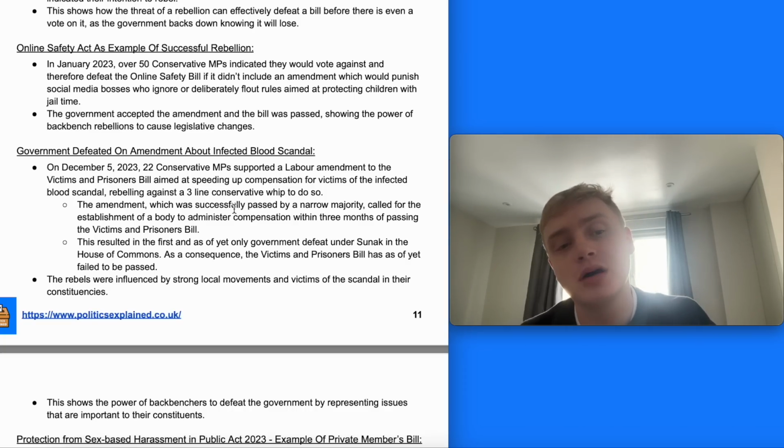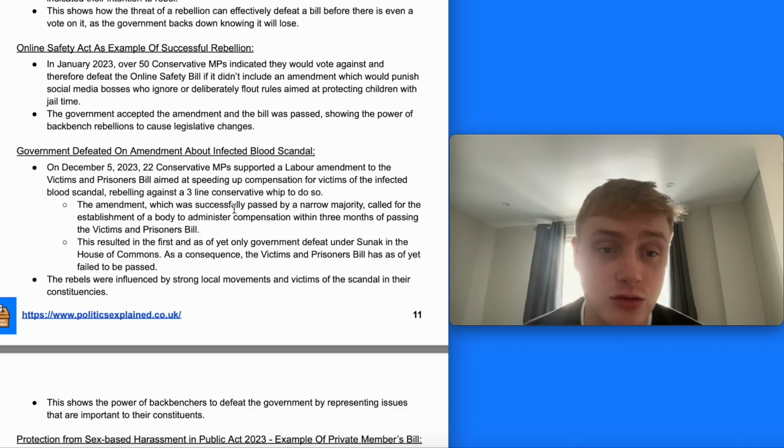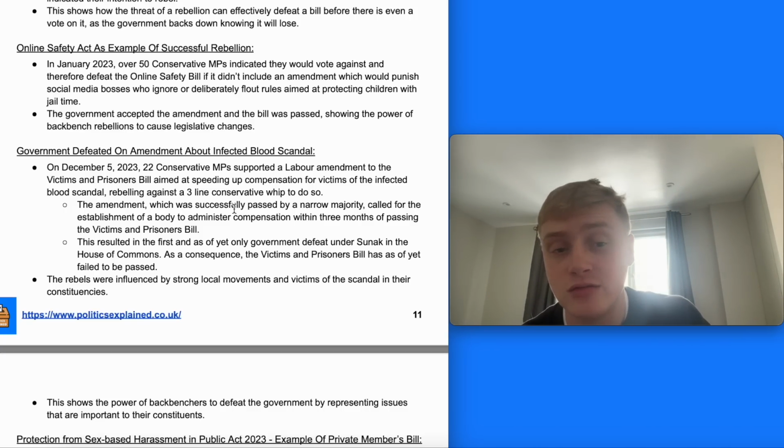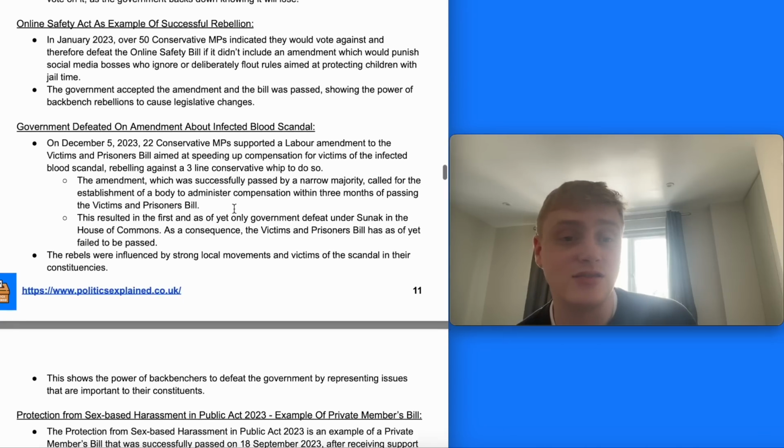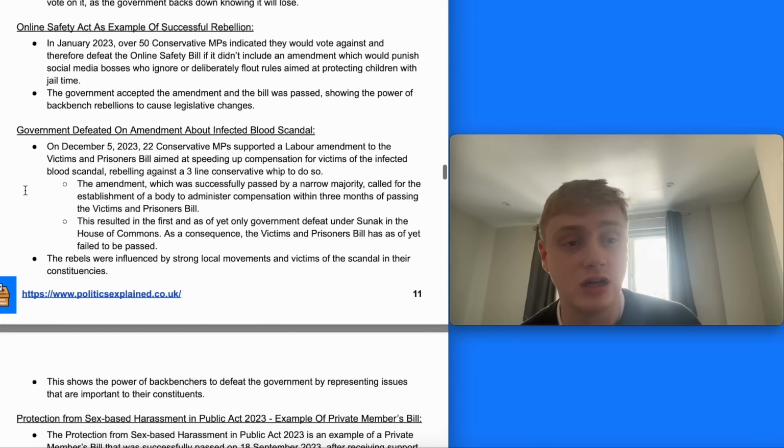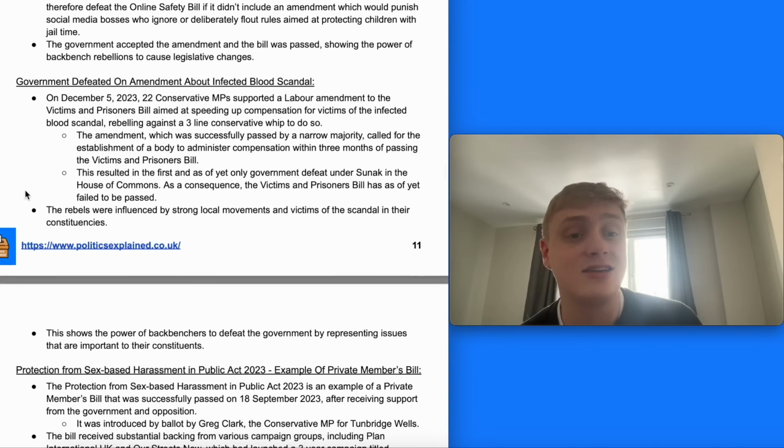that was on the 5th of December when 22 Conservative MPs supported a Labour amendment to the Victims and Prisoners Bill, aimed at speeding up compensation for victims of the infected blood scandal, and they rebelled against a 3-line Conservative whip to do so, but were successful in passing the amendment. And this called for the establishment of a body to administer compensation within 3 months of passing the Victims and Prisoners Bill. So this is the first and, as of yet, only defeat of the government under Sunak, and as a result, the Victims and Prisoners Bill has actually, as of yet, failed to be passed.